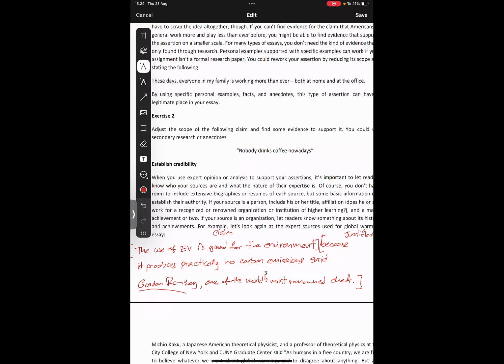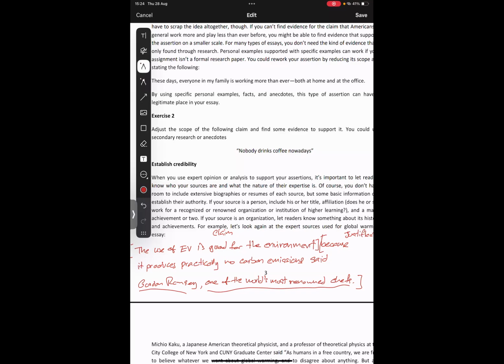One of the world's most renowned chefs. Okay. Now, with this information, do you think this justification will make your claim more persuasive or less persuasive? The answer is it depends on the audience.